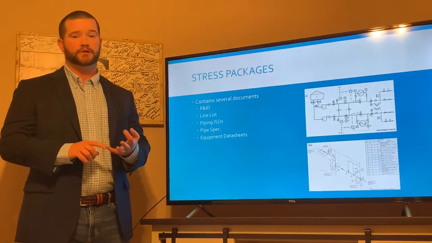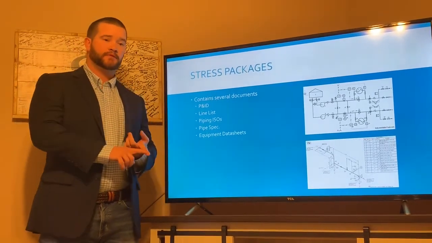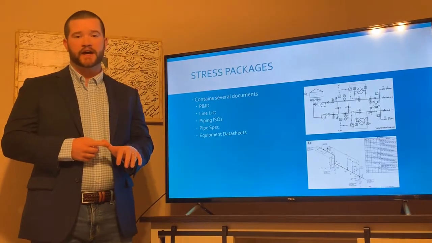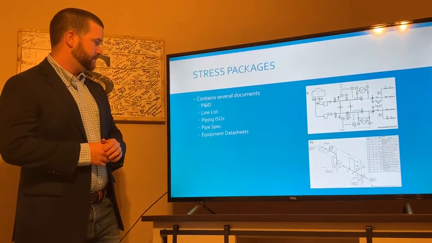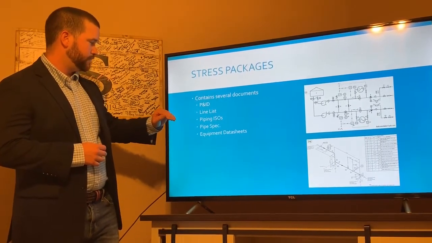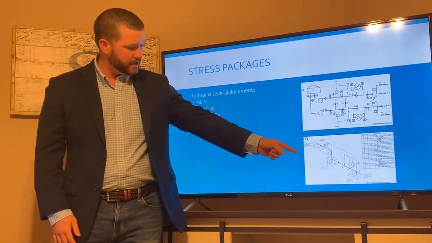So you're going to have temperature, pressure, if the line's insulated, where it's coming from, where it's going to, the line size, the thickness, and things like that. In addition to the line list, you hope your package has piping isometric drawings, or as we call them, ISOs. And you can see an example of that down here.